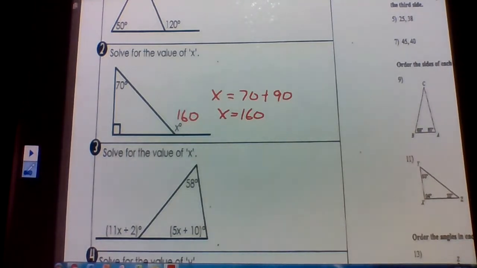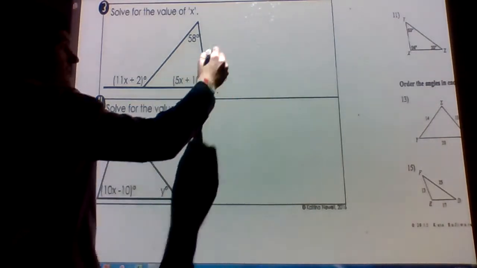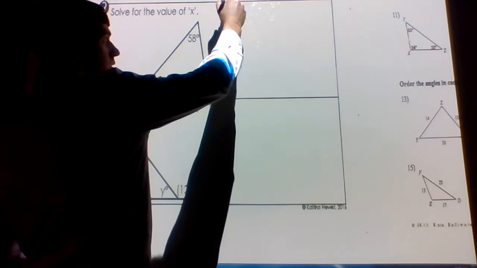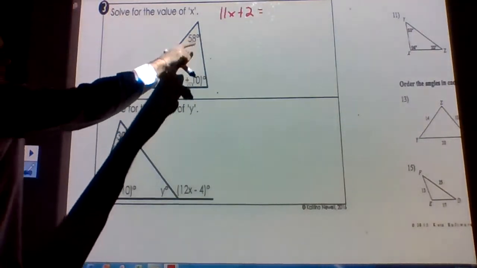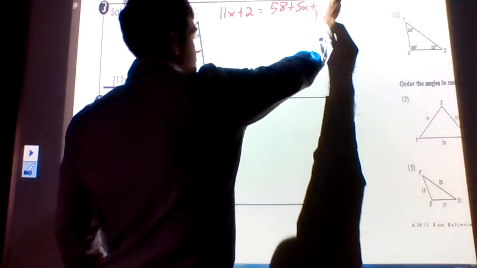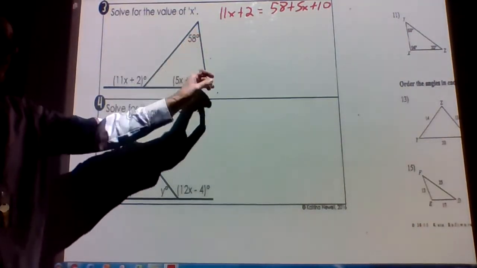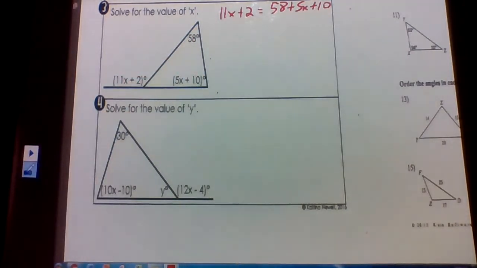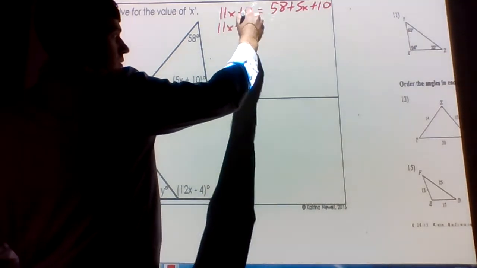All right, 3 and 4 here. Exterior angle is 11x plus 2. The opposite two interior angles are 58 and 5x plus 10. Okay, I'll use the word remote. Sometimes the remote two interior angles, the two on the inside that are opposite. Okay, so we can combine like terms.